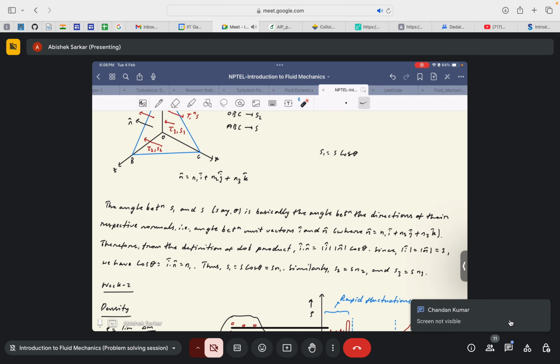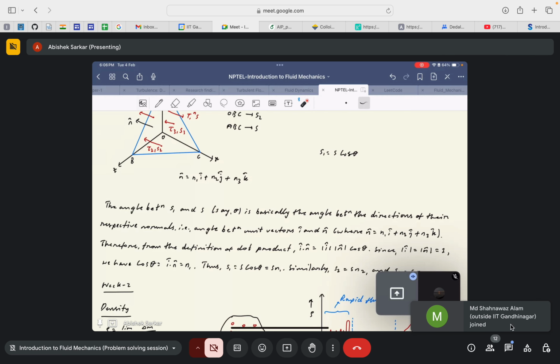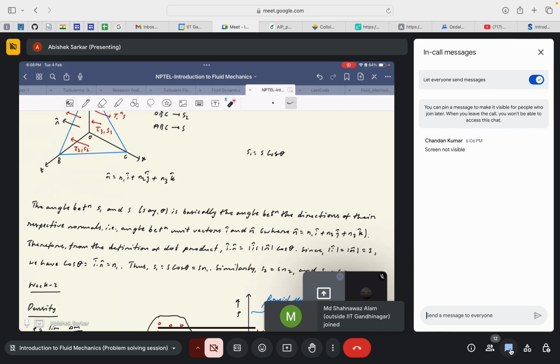So that's how... the screen is not visible. Is the screen not visible? Others, can you please say in the chat box whether the screen is visible or not?